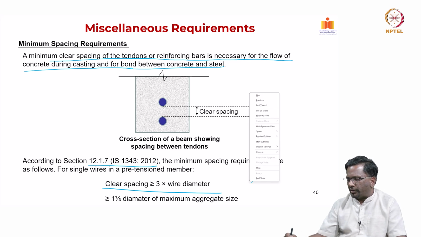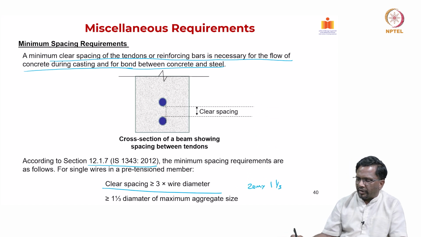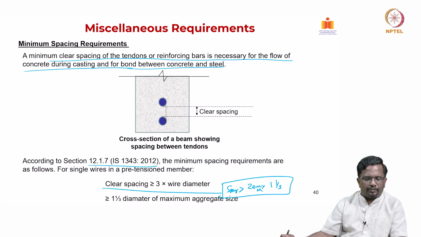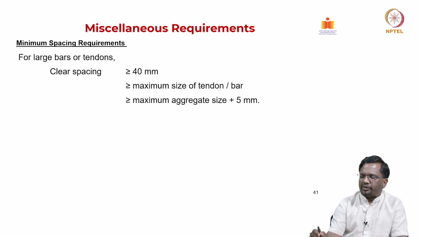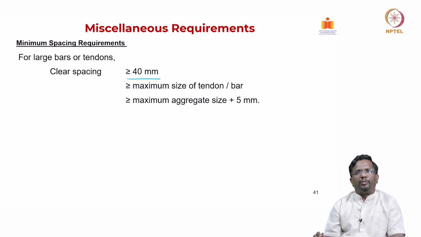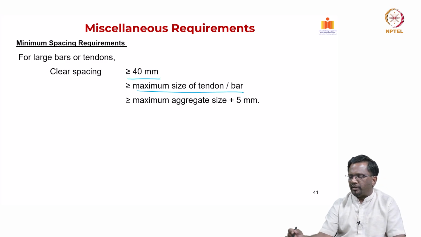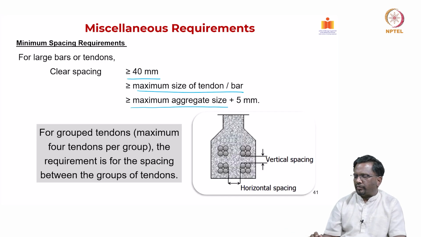So, if you are using nominal size of 20 mm aggregate, 20 into 1 third should be your spacing. Spacing should be greater than this, 20 millimeter I should say. And for large bars and tendons, the clear spacing should be more than 40 millimeter, or maximum size of the tendon or bar, or maximum aggregate size plus 5 mm.